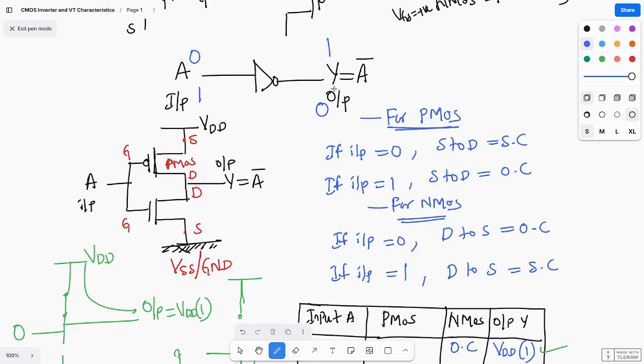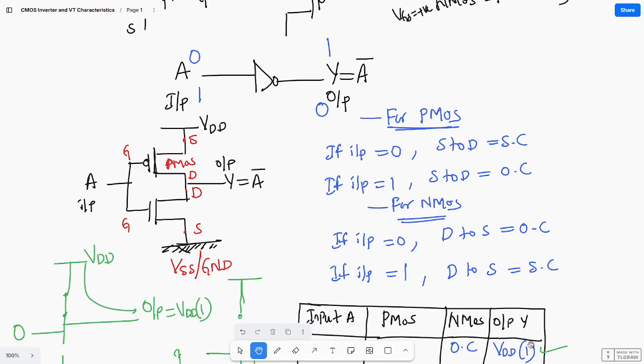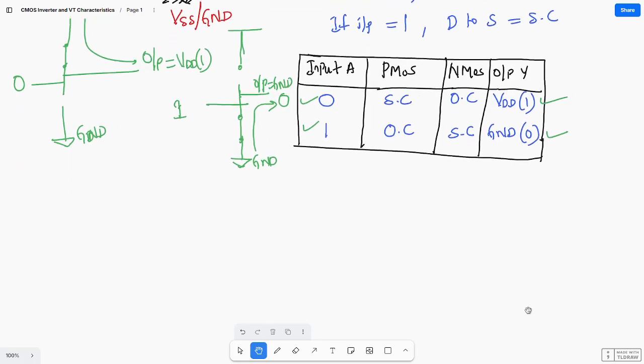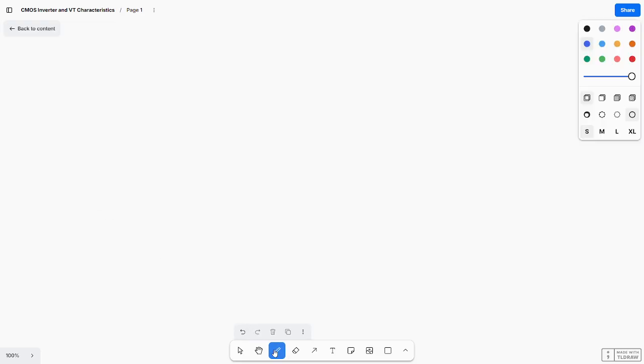Okay, now we'll see the CMOS inverter voltage transfer characteristics. So what is this CMOS inverter voltage transfer characteristic? We'll see. Okay. So this is a very important topic. They can ask questions related to the CMOS inverter voltage transfer characteristics in the interview also.